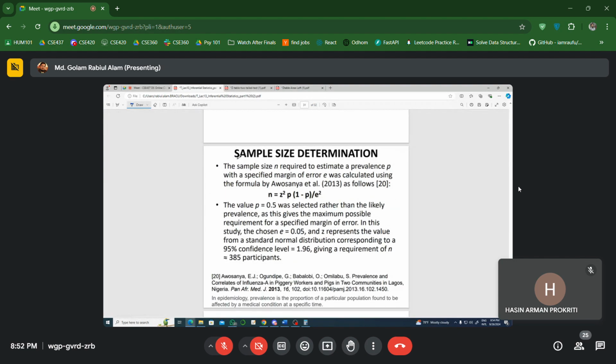Now, what will be the standard number of samples? That means the sample size. We have to have enough samples, a significant number of samples, to define the statistics. And how can we calculate that? There are several equations for that, and one of them was proposed by Awasthi in 2013 in his research paper. This is called the sample size determination equation.